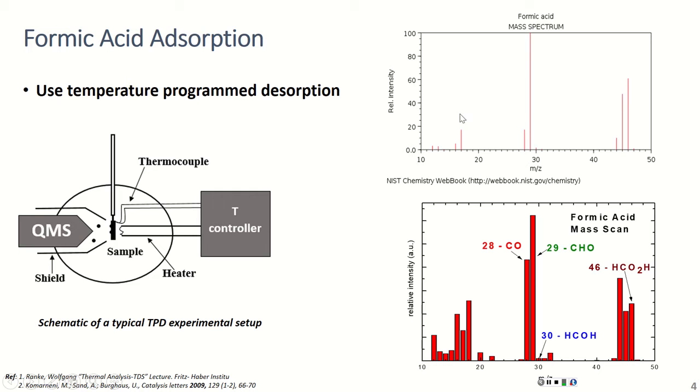And these are the formic acid gas phase mass scans, and we detected 4 different. Yeah. Is it okay to interrupt?